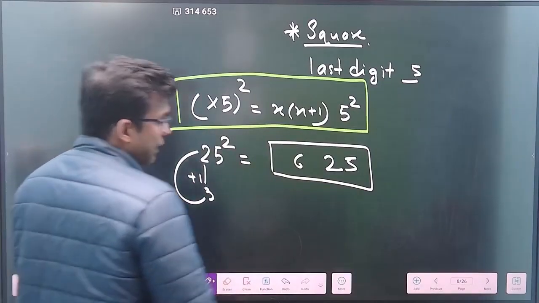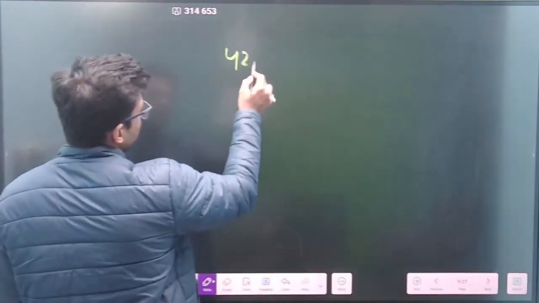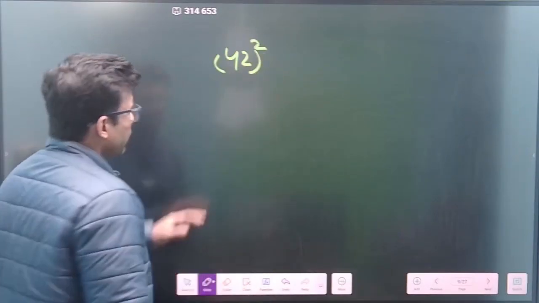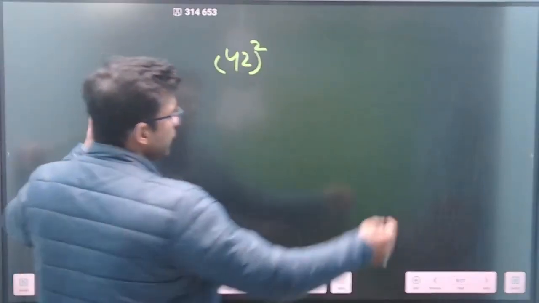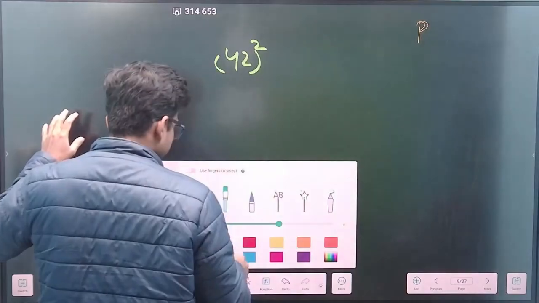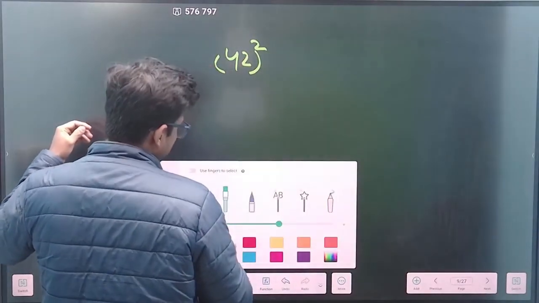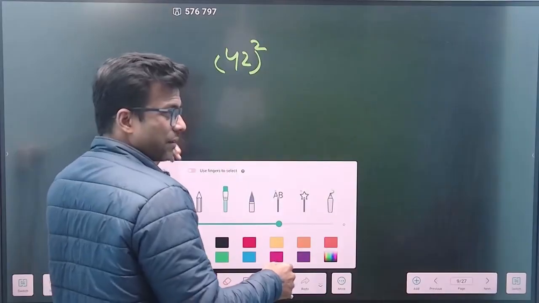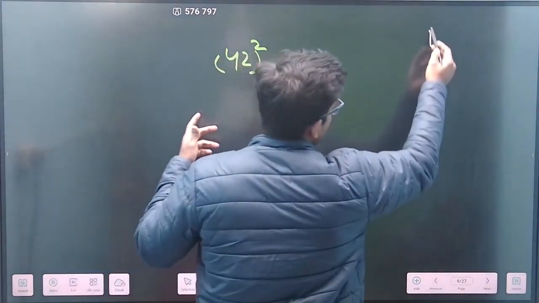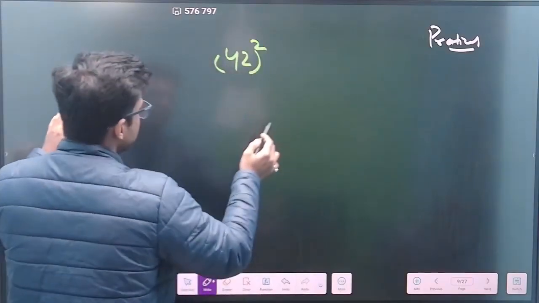Suppose somebody asks you, sir, what is the square of 42? Somebody can ask you 42 ka square. These are approaches which are very handy and very practical. I am not guiding you through processes which are not practical in nature. So what is this process? This is called Aman Mantra.